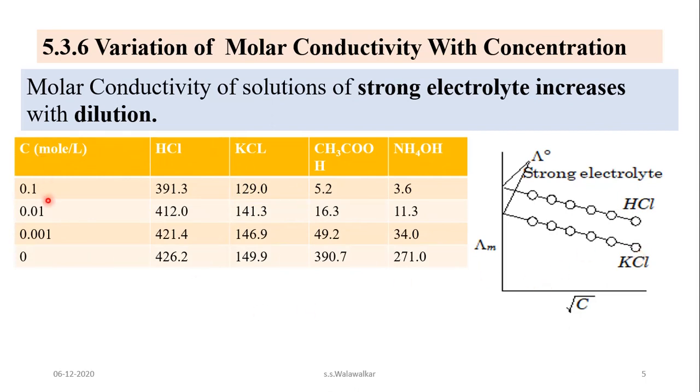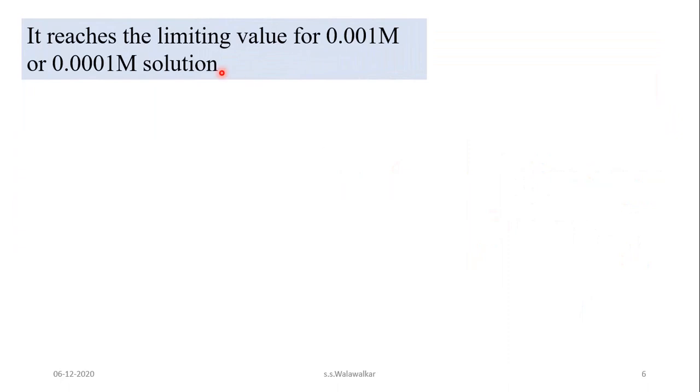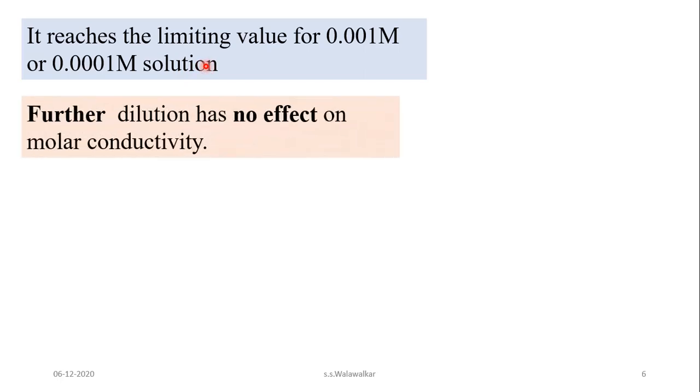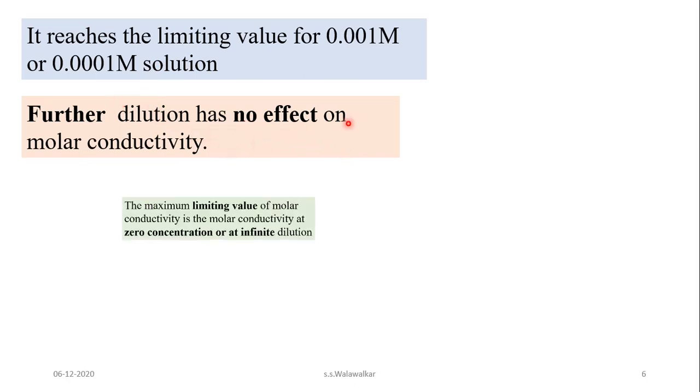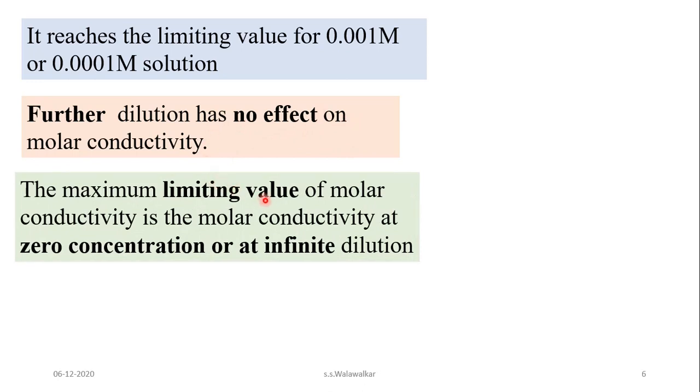See here, when concentration is 0.1, the molar conductivity is less, and if you go on decreasing the concentration or increasing the dilution, molar conductivity goes on increasing. So molar conductivity reaches the limiting value for 0.001 molar or 0.0001 molar dilution, molar concentration of solution. That means what? Further dilution has no effect on molar conductivity. So maximum limit is achieved.